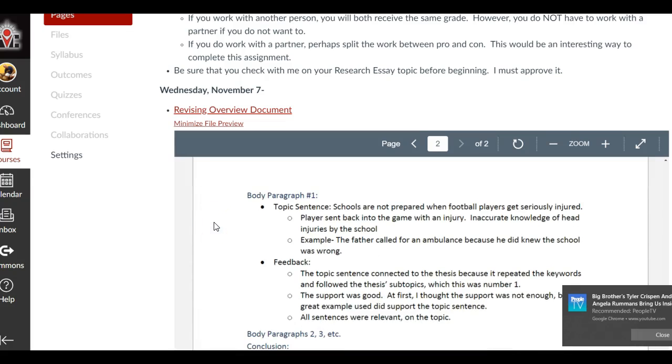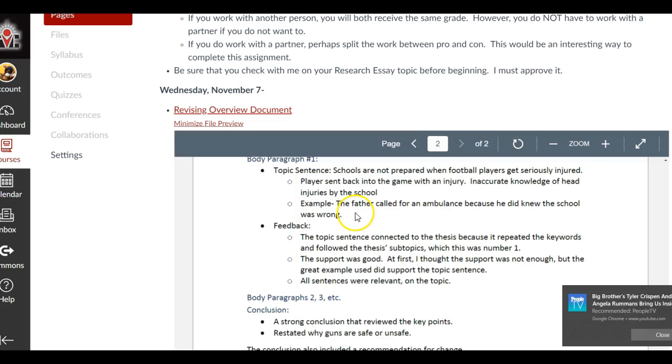And let's keep going down here. So then I went to body paragraph number one. So I put topic sentence, schools are not prepared when football players get seriously injured. Then you don't need to write the full sentences here, but write the topic sentence out, I would, and then put the major details under it. Like, for example, I wrote player sent back into the game with an injury, inaccurate knowledge of head injuries by school. I would just put player sent back in, head injury. And then the example they gave, which was good, give an example.